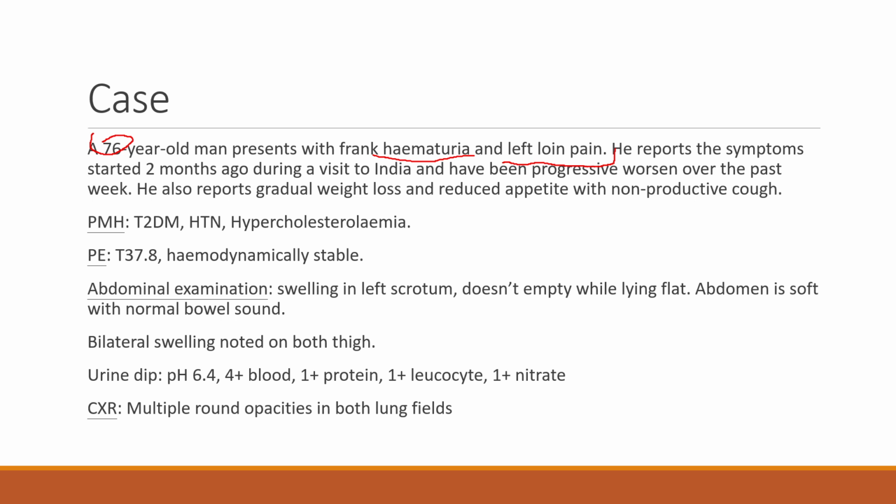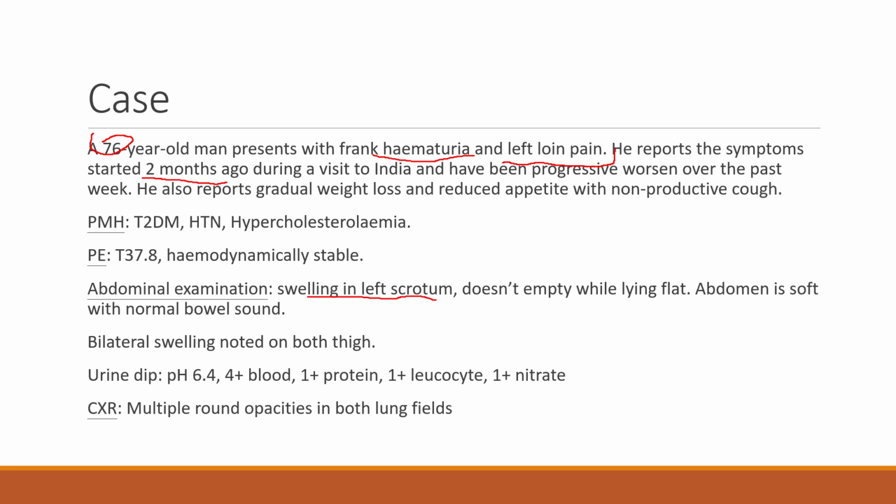At this stage, you think of whether this is related to an inguinal hernia, as we find there's a swelling here, or whether there's an infection, or a post-renal, intrarenal, or pre-renal disease. But at this stage, we still need more clues. So we also find he had a travel history, a visit to India.